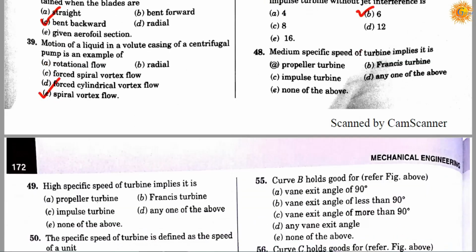Question number 48. Medium specific speed of turbine implies it is option A propeller turbine, option B Francis turbine, option C is impulse turbine, option D is any one of the above, and option E is none of the above. Correct answer is B, it will be Francis turbine.